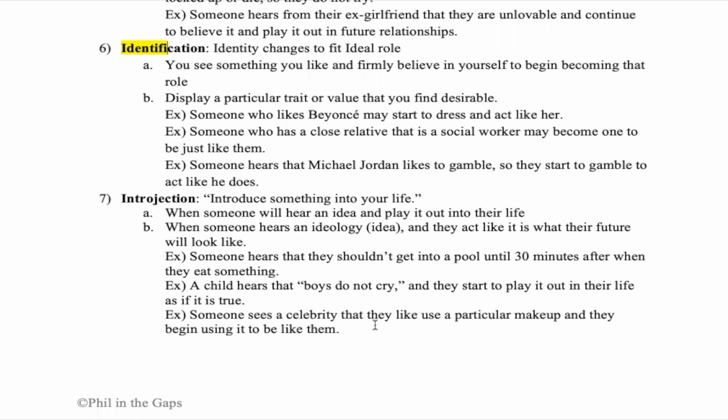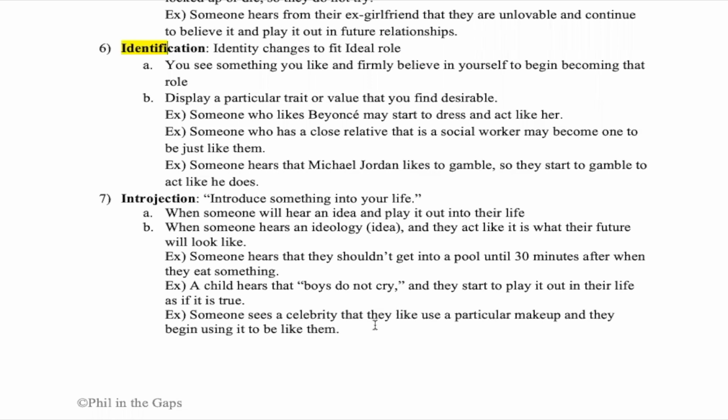Someone who likes Beyonce may start to dance and act just like her. Again, they start to identify as Beyonce. Another example, someone who has a close relative that is a social worker may become one just to be like them. They're like, man, my aunt or my uncle is a social worker. I really want to be like my aunt and uncle because they're really awesome. So then you become a social worker to become your aunt or uncle.